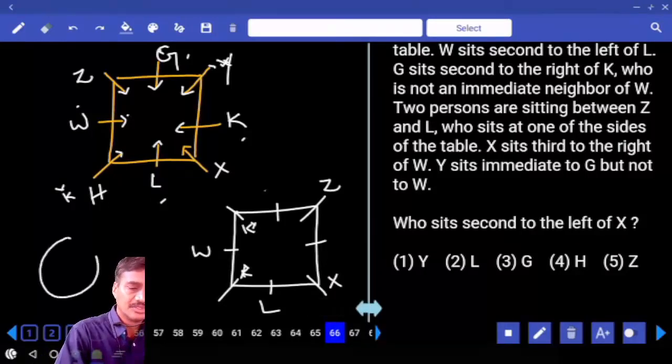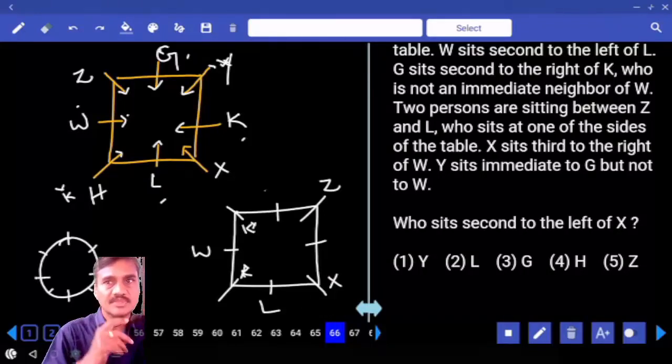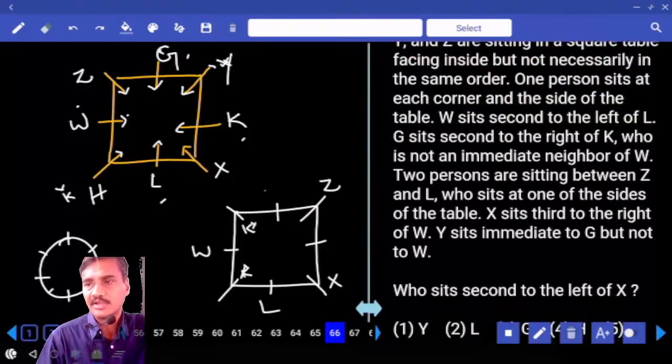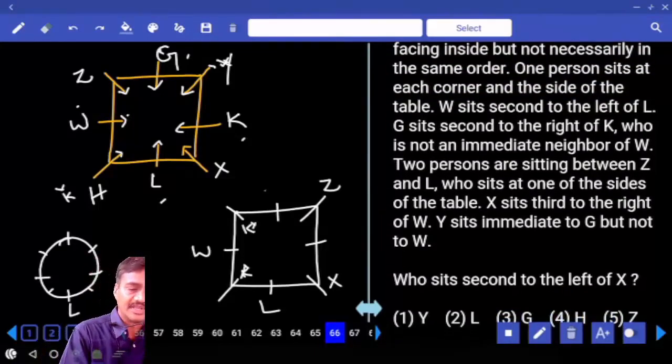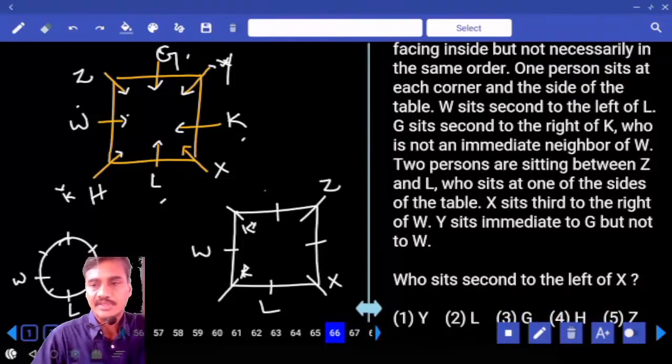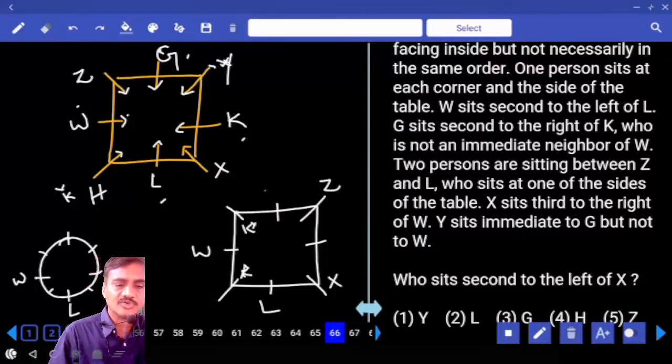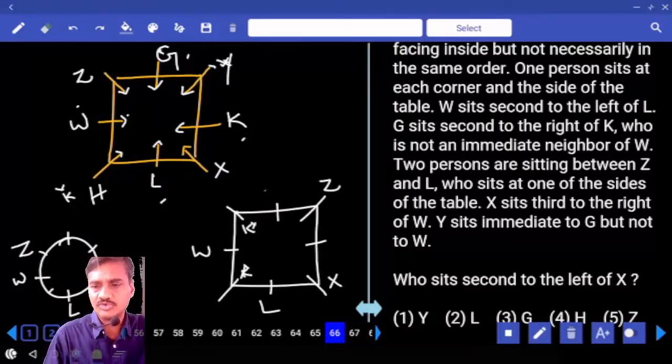Let us look once more. Let us take that these 8 persons are seated around a circular table. Now what is the information we have? W sits second to the left of L. And G sits second to the right of K. K is not an immediate neighbor of W. And 2 persons between Z and L, Z is here. Next, L sits at one of the sides, and X sits to the immediate right of W, X is at this place.